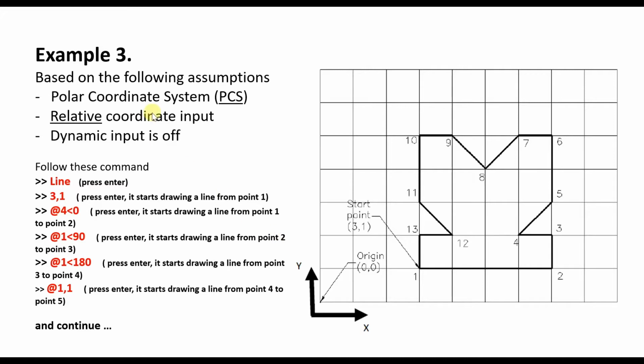Let's move on to example number 3, where we're going to use the polar coordinate system. So our entry is going to be the length of the line, less than the angle of the line with respect to the positive x direction. In this example, we're going to use polar coordinates as opposed to Cartesian coordinates, and the inputs are going to be in relative coordinates. You see that sign for the relative coordinate. In this case, dynamic input is off as well.